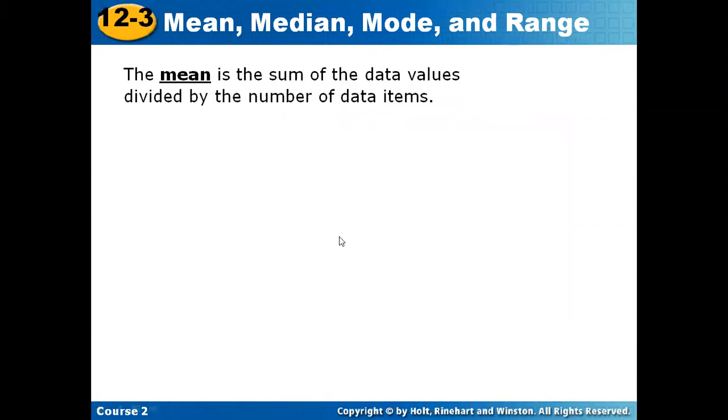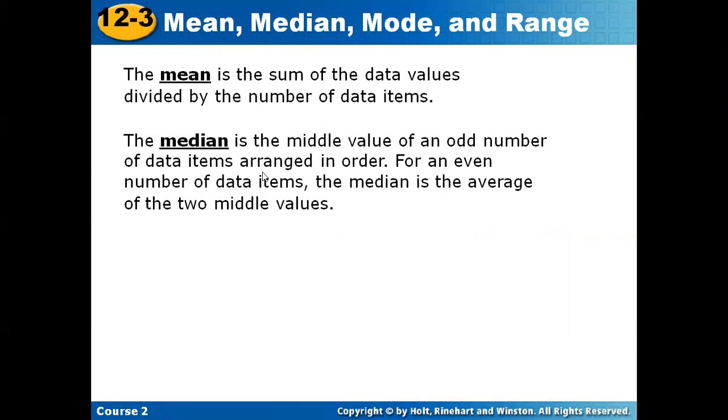Let's start first. What is a mean? When we say mean, it is the sum of the data values divided by the number of data items. Or we simply call this one the average. The next one, the median. The median is the middle value of an odd number of data items arranged in order. When you say in order, it can be from the biggest to the smallest, or from smallest to the biggest number. For an even number of data items, the median is the average of the two middle values.